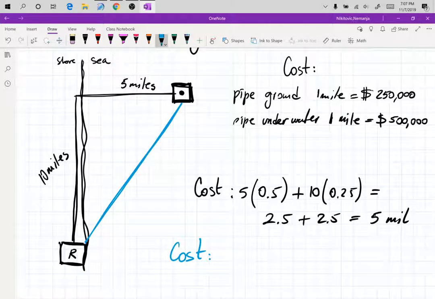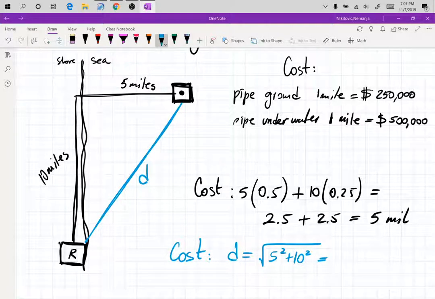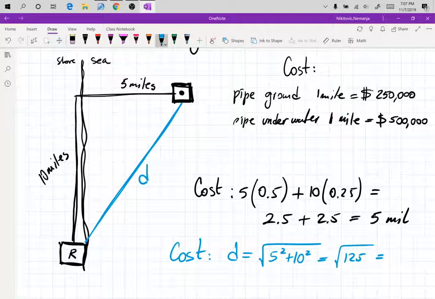Let's go and check out the distance. We use the Pythagorean theorem. So this distance, let's call it d, is going to be the square root of what? We have 5 squared plus 10 squared, which is the square root of 125, which is 11.2 miles.